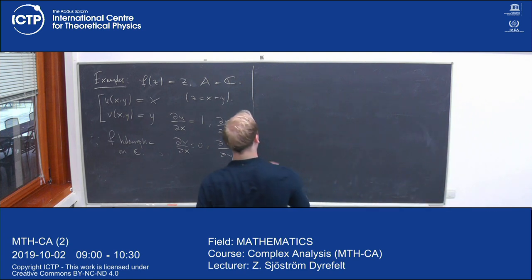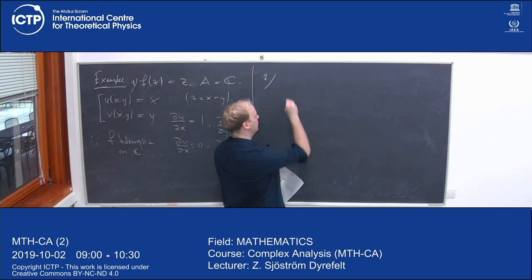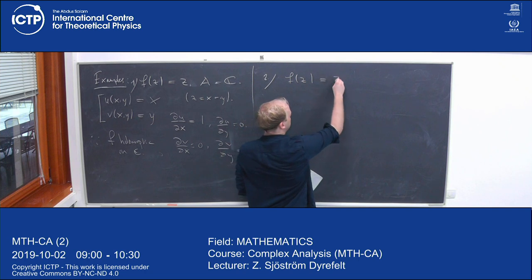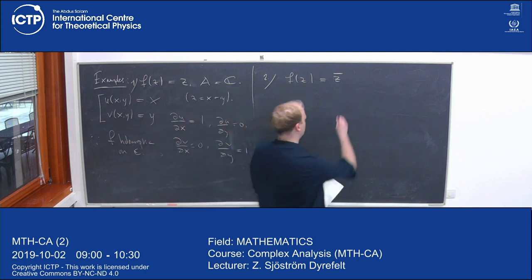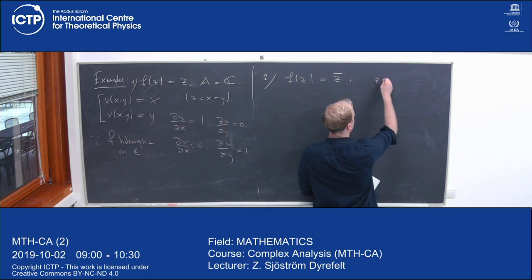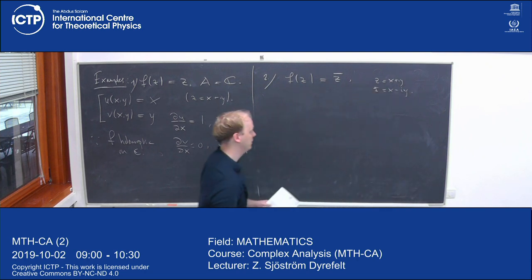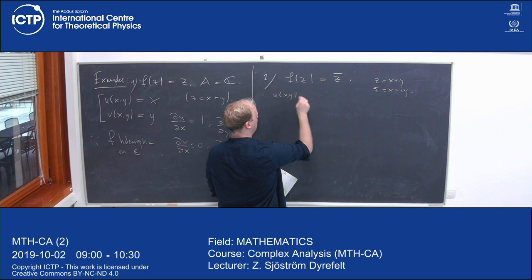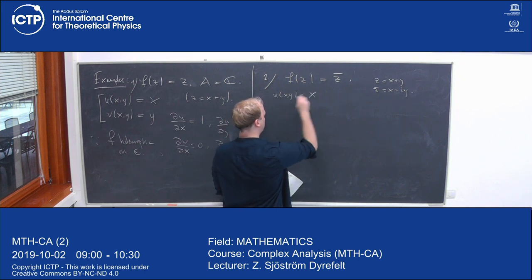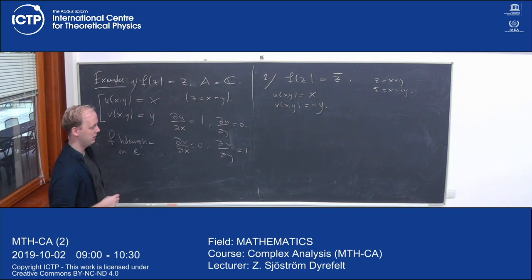Okay, so the most standard example of something which is not holomorphic is f of z equal to z bar. Remember that z equals x plus iy and z bar is equal to x minus iy. This is the complex conjugate. Then we have u of x, y equal to x, and v of x, y is equal to minus y. And you see what will happen.